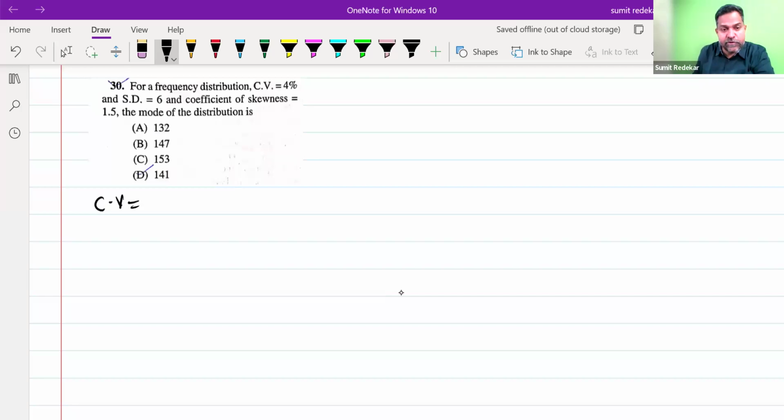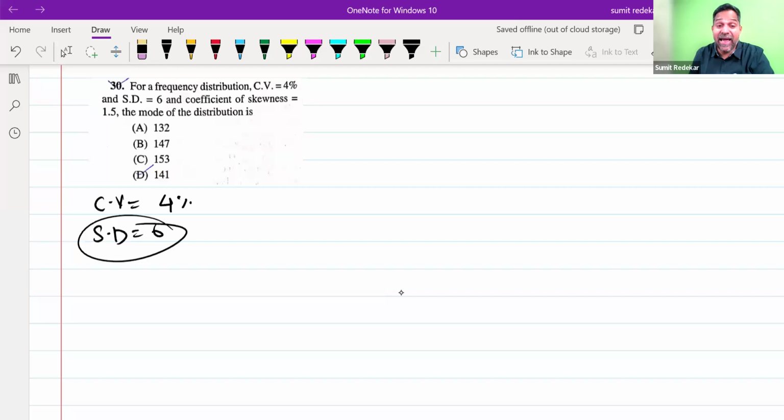They have given you the coefficient of variation, which is 4%. They have given you the standard deviation, which is 6. Sorry, they've given you the coefficient of skewness, and they are asking you to find the mode. Now, the formula that has coefficient of skewness and mode is: skewness is mean minus mode upon sigma.